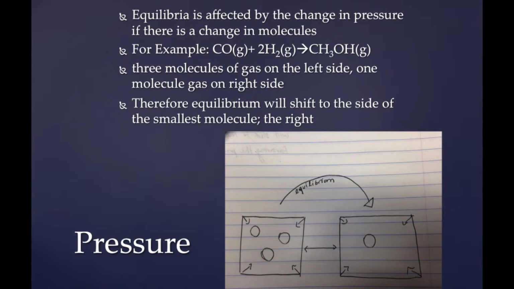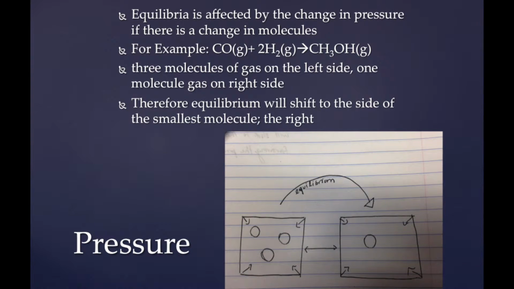Now, let's say we want it to shift to the reactant side. We would just have to make a decrease in pressure.